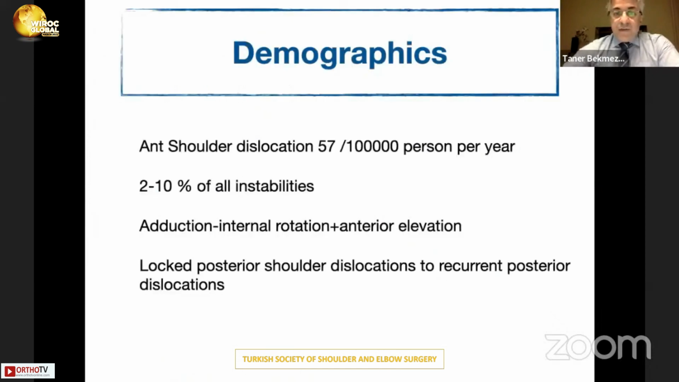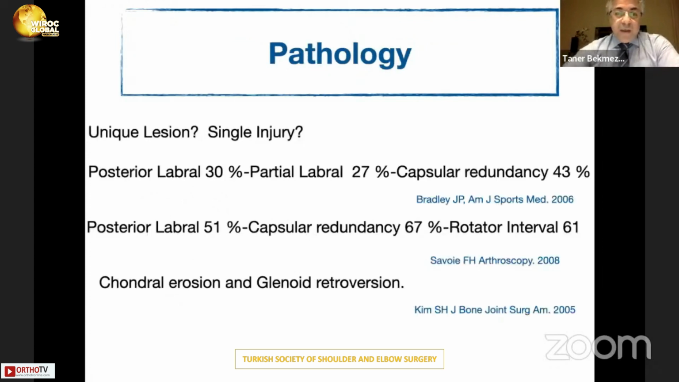I would like to add a few things about posterior dislocation specifically. As you know, it is very rare, about 2 in 10 of all instabilities, and generally occurs in the adduction, internal rotation, and anterior elevation position. From locked posterior shoulder dislocations to recurrent posterior shoulder dislocations, we see very different clinical pictures. Young individuals are generally related to recurrent dislocations. And again, an important dilemma: is it a unique or single injury?